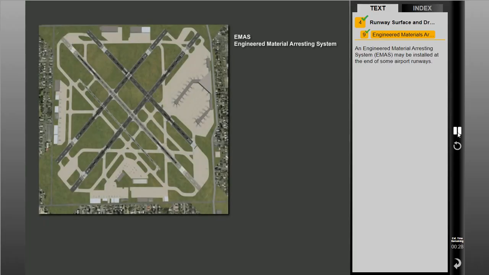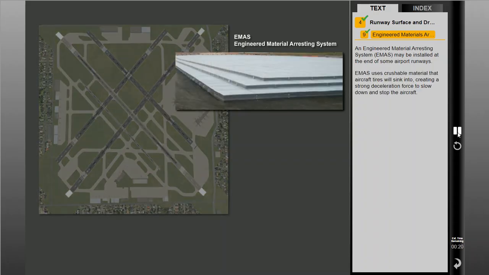An engineered material arresting system, or EMAS, may be installed at the end of some airport runways. EMAS uses crushable material that aircraft tires will sink into, creating a strong deceleration force to slow down and stop the aircraft. This technology improves safety at airports where it is not possible to have the standard 300-meter or 1,000-foot safety area.